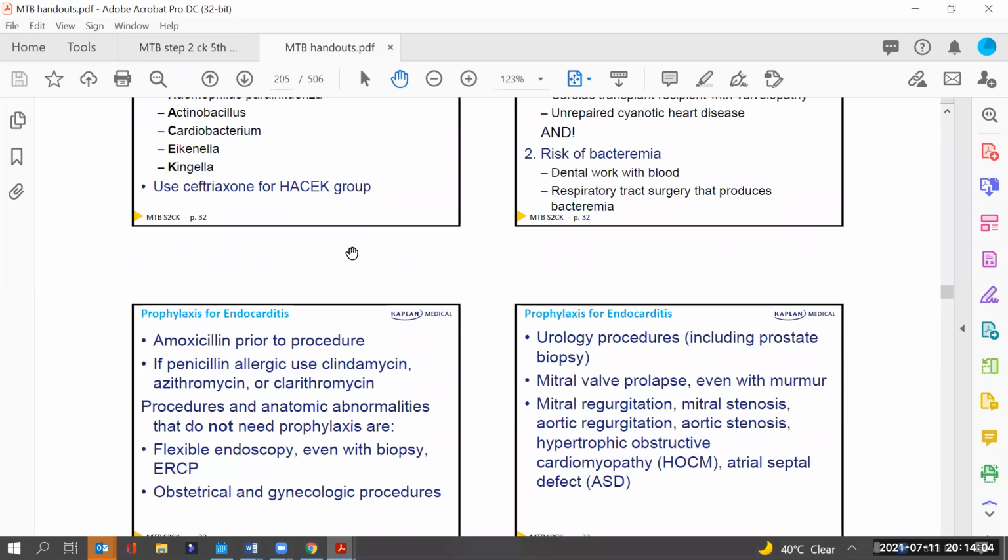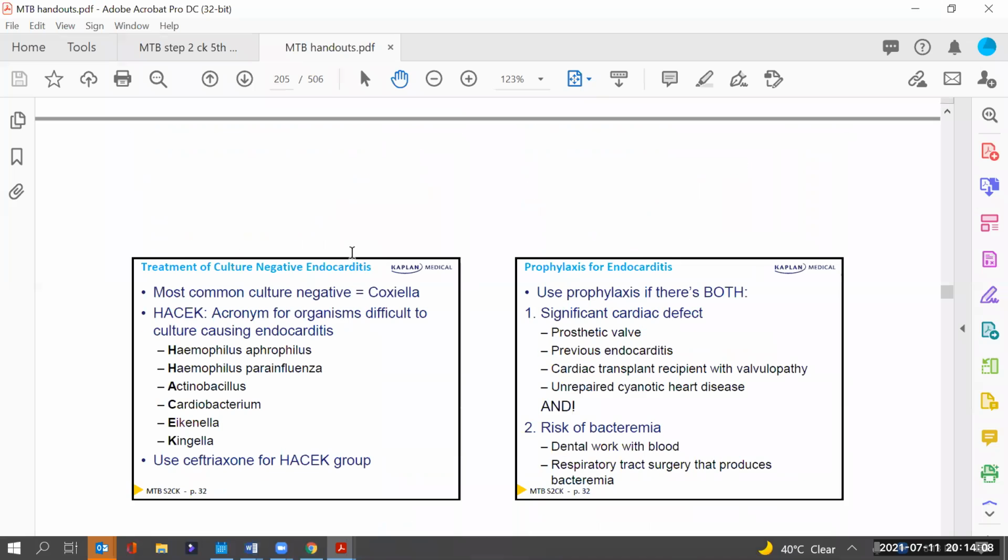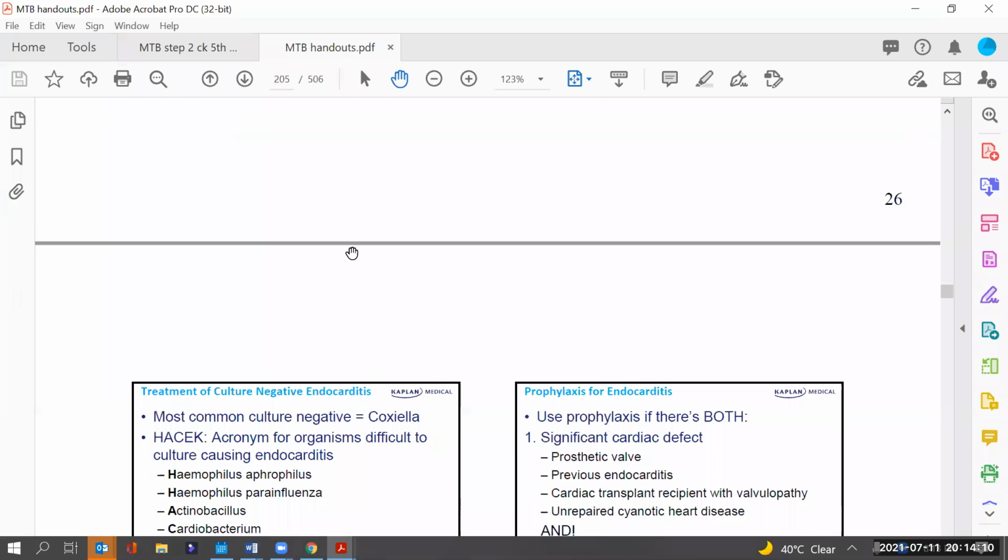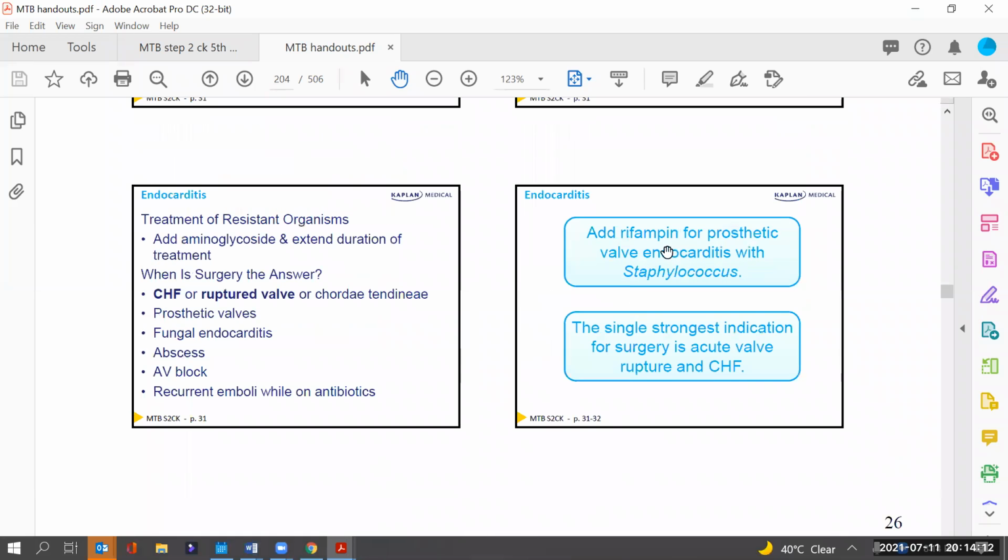Prophylaxis. Excuse me, doctor. Yes, please read the above point. Which point, doctor? Up. Okay, this one, the left side.